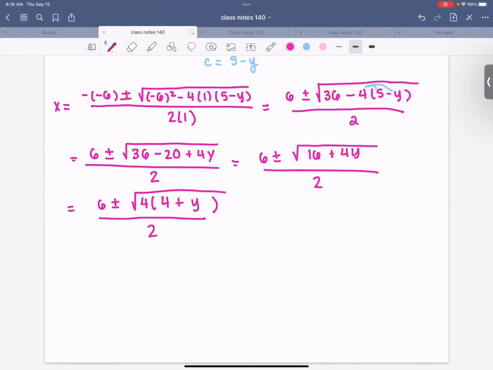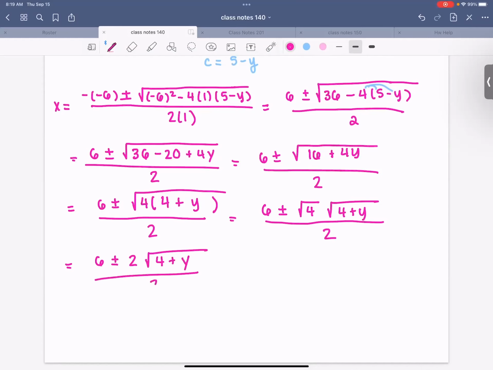Now, square roots are just like exponents. You can always split them apart, okay? So why don't I take my 4 and my 4 plus y and split them apart? What's the square root of 4? 2, good. So this becomes 6 plus or minus 2 times the square root of 4 plus y over 2.